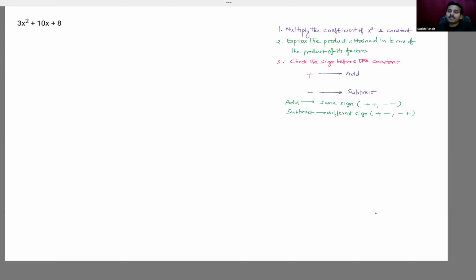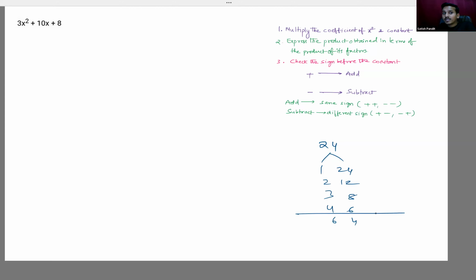Same procedure. We multiply the coefficient of x square and the constant. You get what? 24. Because the coefficient of x square is 3 and the constant is 8. Please don't look at the sign before the constant right now. Just have a look at the number, okay? 24, and if you express 1 into 24, 2 into 12, 3 into 8, 4 into 6, 6 into 4. This we stop.